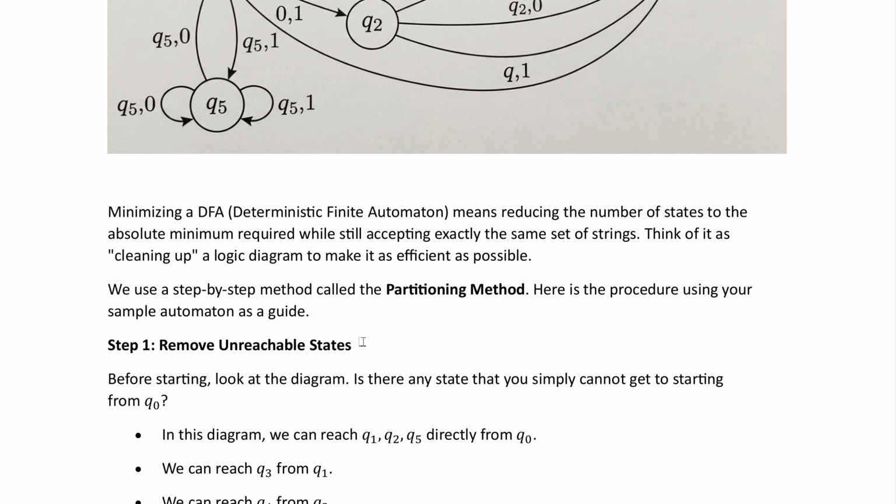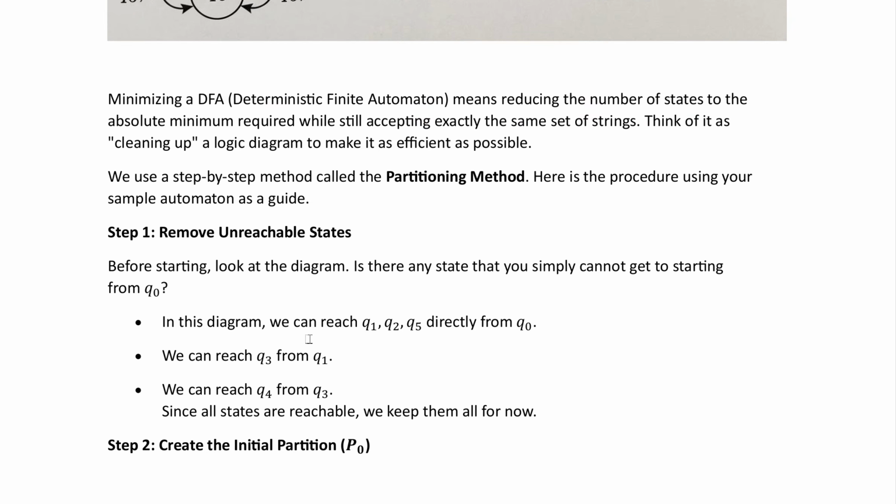So there is a method behind minimizing the automata called the partitioning method. The first step is to remove the unreachable states. So these are the steps. Please listen carefully, because these are the only steps based on which you can minimize the automata. Step number 1 says remove the unreachable states. Those states which are unreachable, we have to remove them. Clear? Those states we cannot reach from the starting state can be called dead states. We have to remove those unreachable states in step number 1.